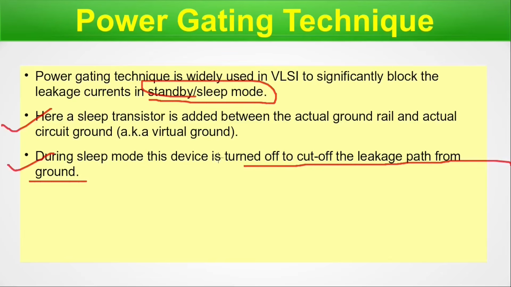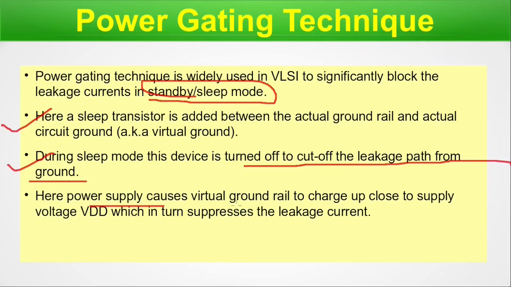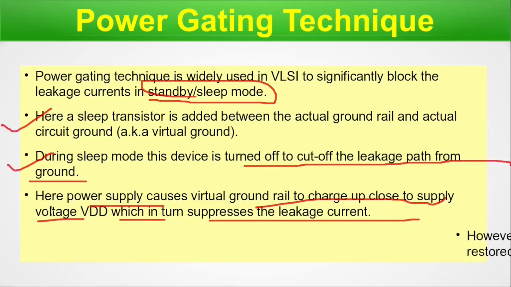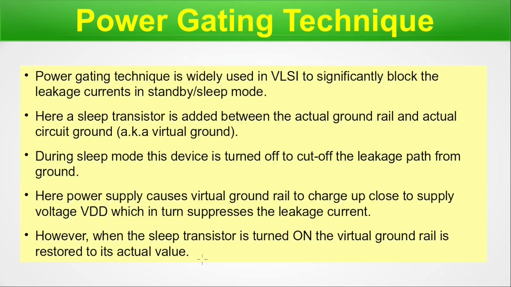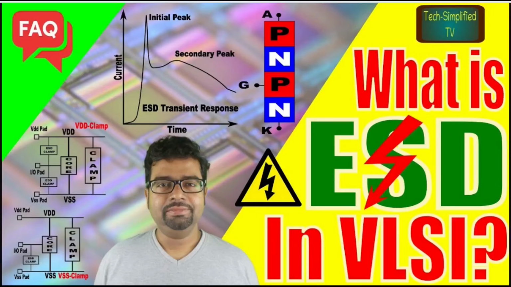Hence, no noise is coming from the ground, and so the power and ground bounce, but mostly the ground bounce, is blocked. Here, the power supply causes the virtual ground rail to charge up close to the supply voltage VDD, which in turn suppresses the leakage. However, when the sleep transistor is turned on, the virtual ground rail is restored to its active state. This way, the restoration happens, as we open up the channel again. This way, we control the entrance of the ground bounce noise into a particular block or a couple of blocks. Here we are done with this particular slide, giving you a brief description of the power gating technique. Let's move on to the next slide.